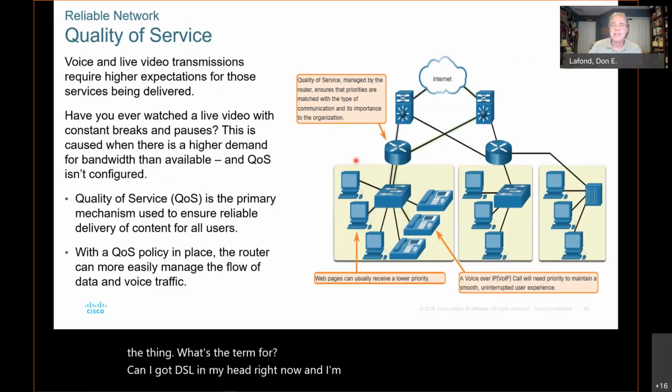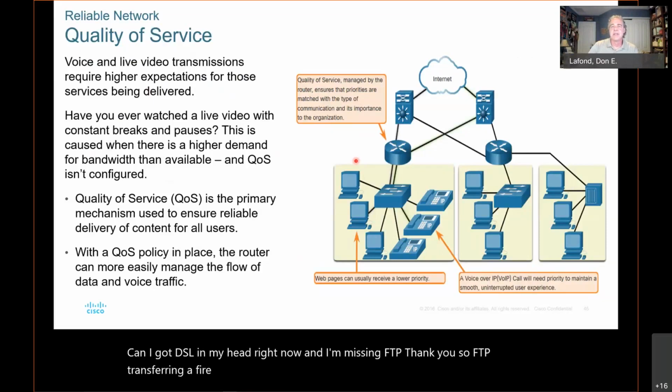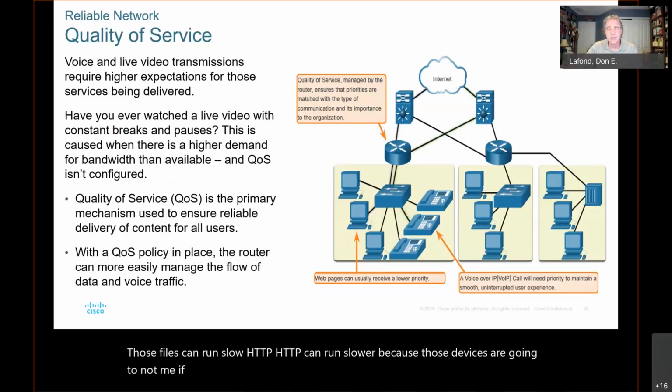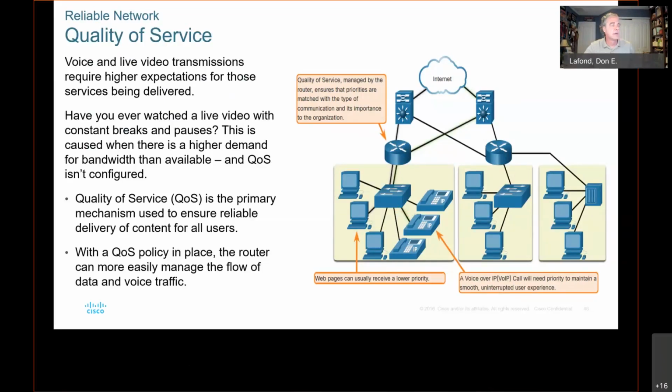Thank you. So FTP, transferring a file via FTP or HTTP, those can run slower because those devices are not going to need it. If you have to wait another second for your web page, not a big deal.